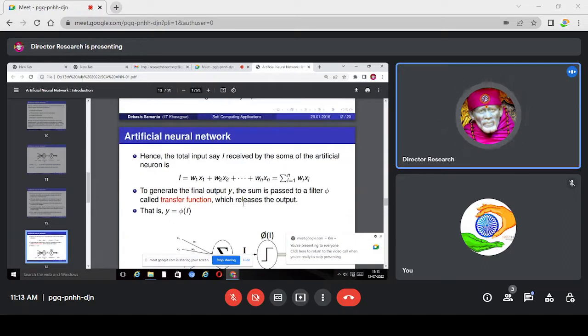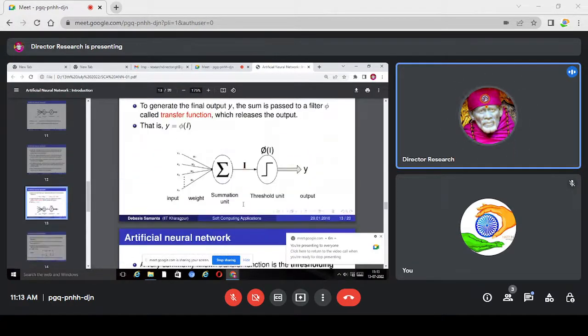In the artificial neural network, the total input I received by the soma of the artificial neuron is I = W1x1 + W2x2 + ... + Wnxn, that is, the summation over i = 1 to n of Wixi. To generate the final output y, the sum is passed through a filter called the transfer function phi, which releases the output. Y = phi(I).